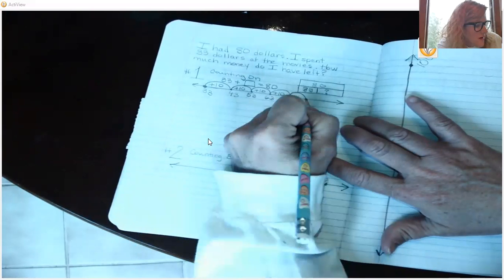And then from 75 to 80, plus 5. We get to 80. Or you could have just known that 3 plus 7 equals 10. So 80 is not our answer. We have to add all these up.